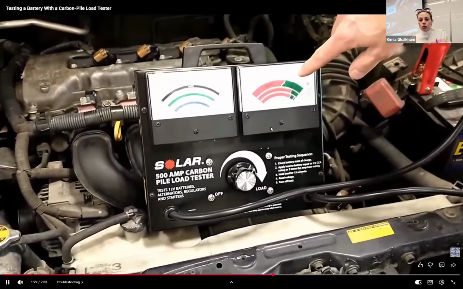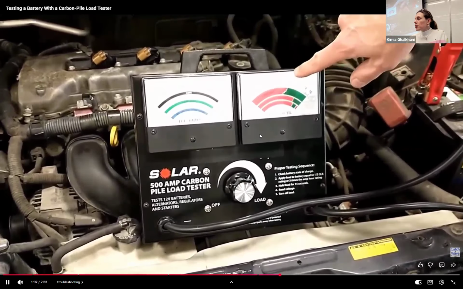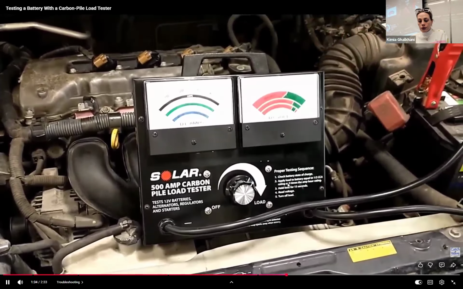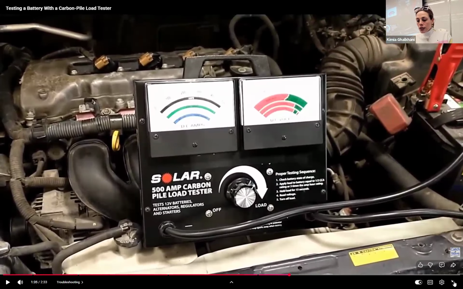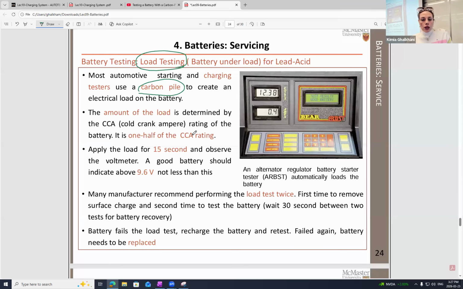If I can see after just a few seconds that this battery is going to pass, I don't need to sit there and run the load for the full time. So I'm going to pause it right in here and go back to the main lecture.